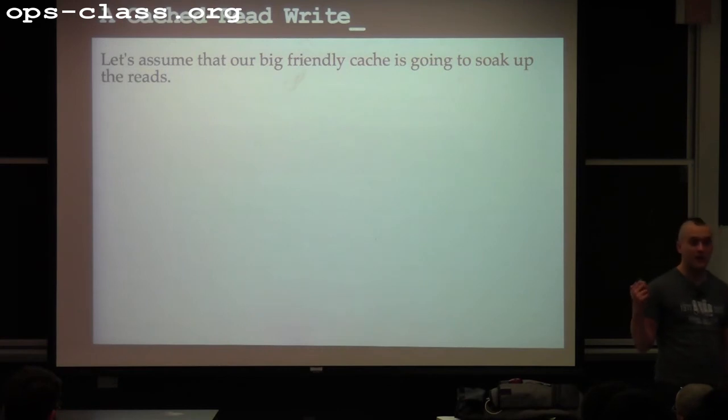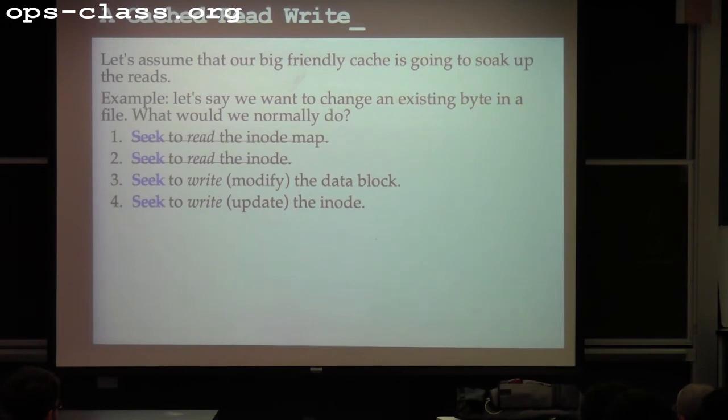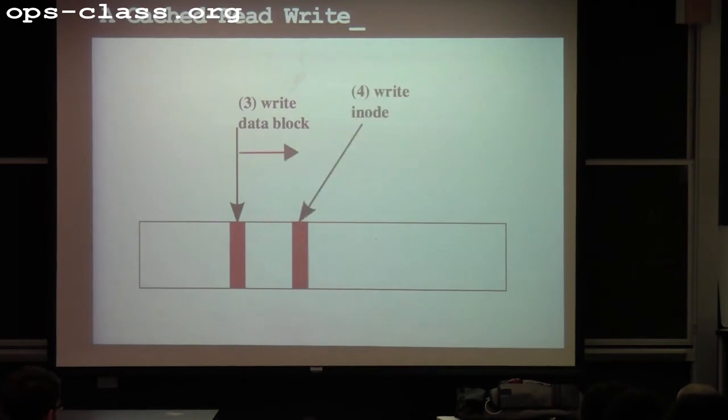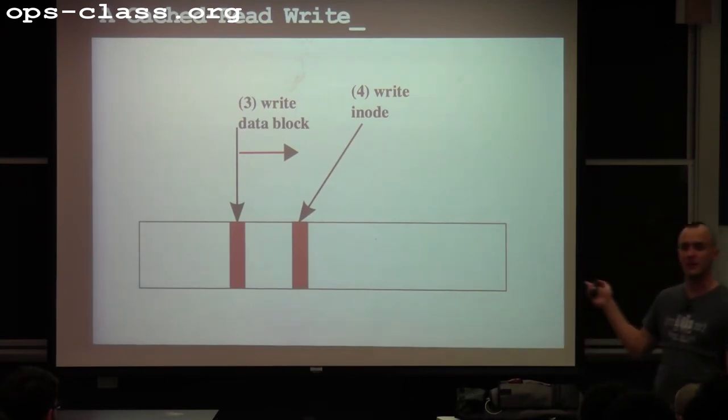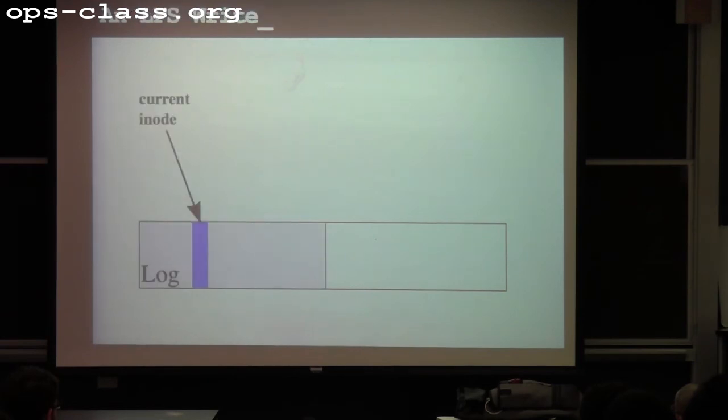And again, if we assume that our cache here is going to soak up the reads, then the nice thing is we just have two writes to do, right? And where are those writes going to go on our log structured file system? Right, the data block, right? So before LFS, I would still have to do these writes. Even a cache on a traditional file system isn't going to solve this seek problem that's related to writes, right? On LFS, there's my log.